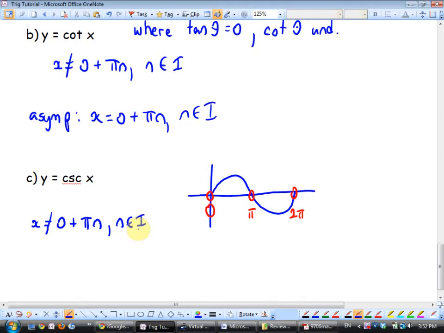Oh, what if I asked you for the equation of the asymptotes? Instead of saying x can't be 0 plus multiples of pi, you would say equation of the asymptote. Equation, oh yeah, equals: x equals 0 plus multiples of pi. That's the equations of the vertical lines. Is that okay?